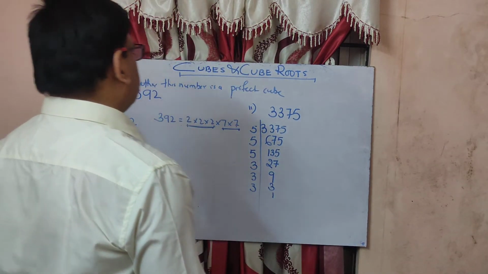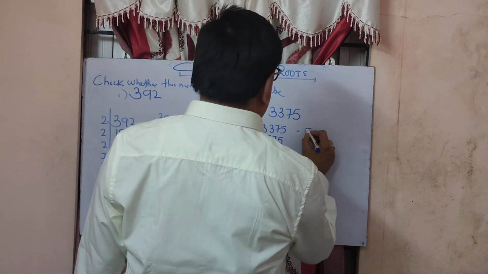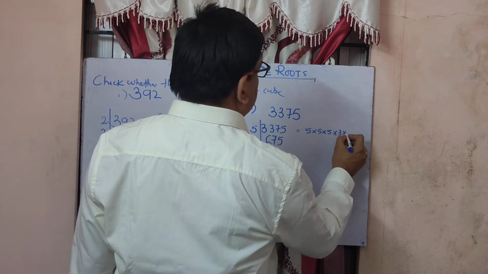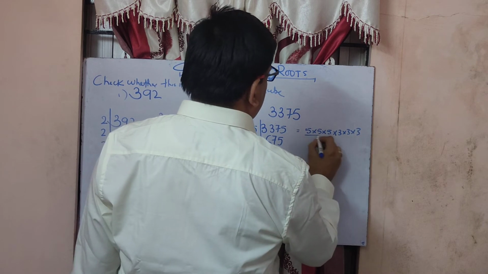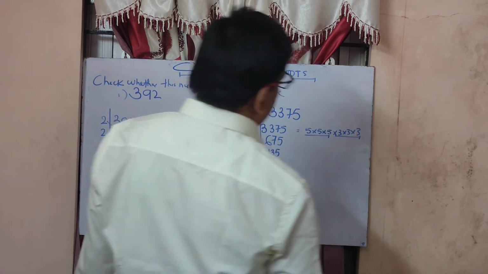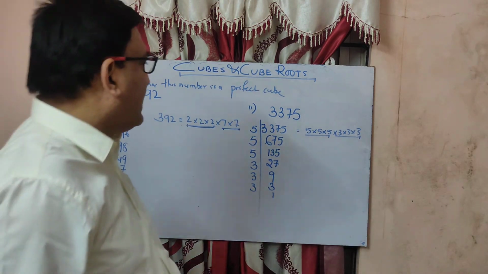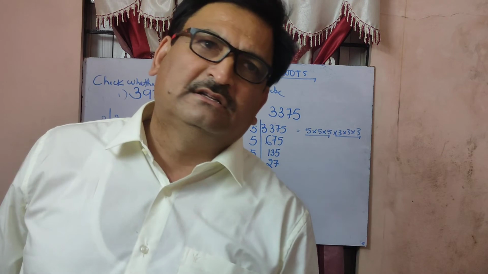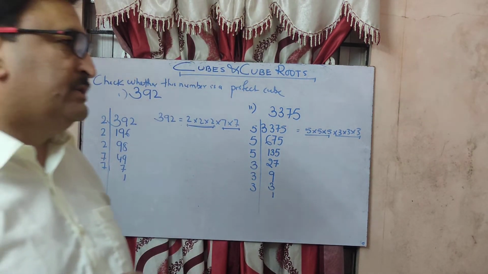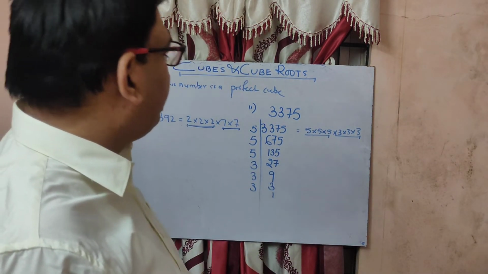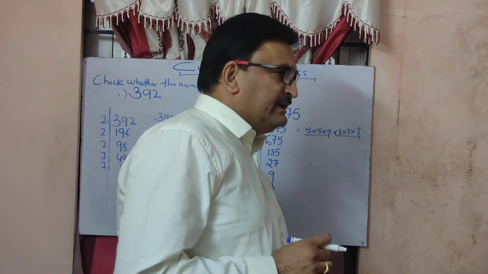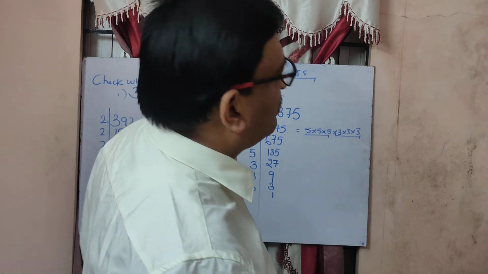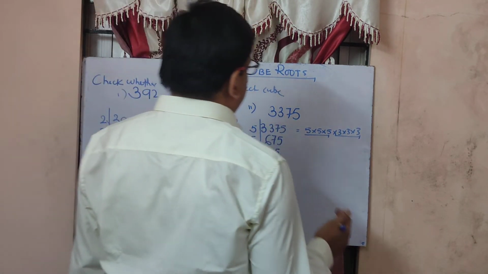So now the factors of 3375 are 5 into 5 into 5, 3 into 3 into 3. So now pairing is 3. So now you could see here, they are perfectly 3 3. So whatever the factors are there, the factors are now paired into 3. So if they are paired correctly, it means the given number is a perfect cube. Perfect cube of what?